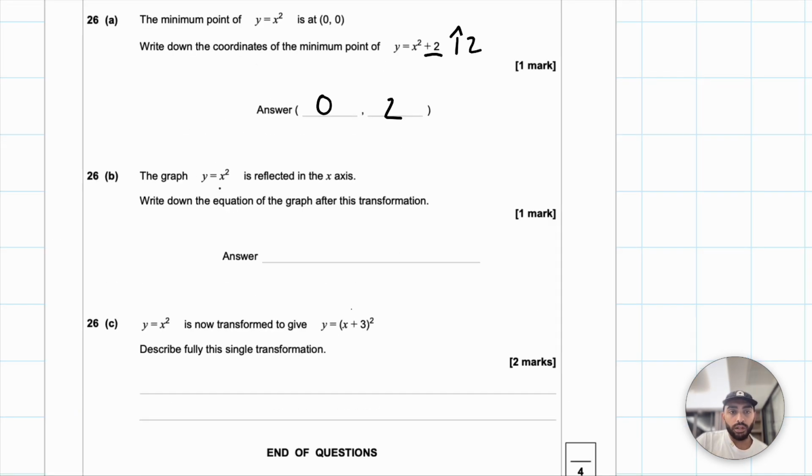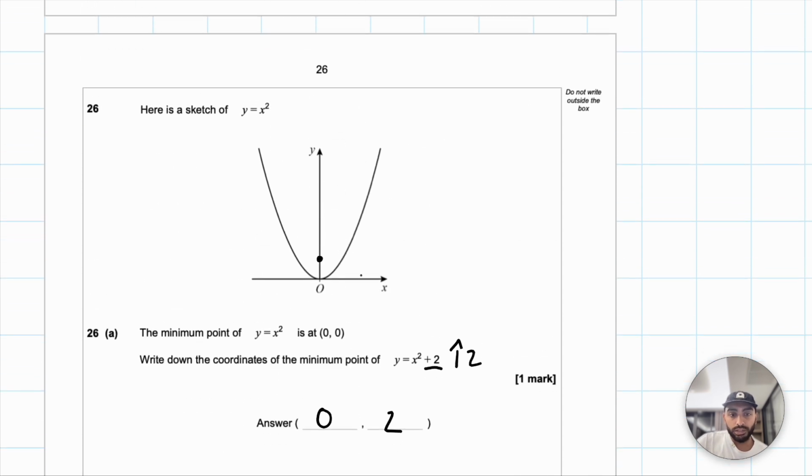Part B, the graph y equals x squared is reflected in the x-axis. Write down the equation of the graph after this transformation. Because it's reflected in the x-axis, we just need to make this x a minus. So it's going to be y is equal to minus x squared. And if you substituted values into here, you would see that the graph would look like this.